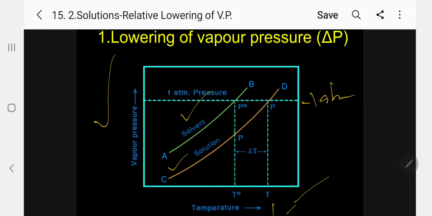Always, the vapor pressure of the solution is lower than that of the solvent. Kindly see here, AB in green color, CD in red color. CD is always lower than AB. And going for temperature, kindly follow the solvent. The temperature T0 is the boiling point of A, and T is the corresponding temperature for the solution. So here P0 is the vapor pressure of the pure solvent, and P is the vapor pressure of the solution. These are the terms you must know.